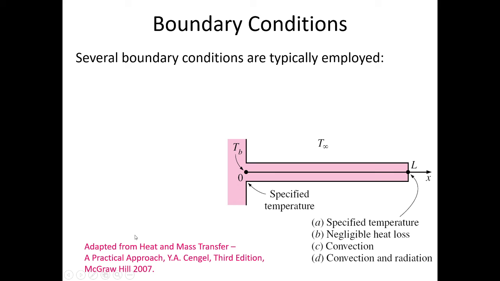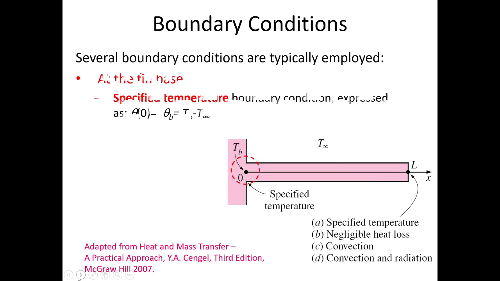So another is boundary conditions. Several boundary conditions are typically employed: specified temperature, negligible heat loss, convection, and radiation. At the fin base, you can see in the diagram, a specified temperature. The specified temperature boundary condition is expressed as theta_b, that is T_b minus T infinity. Here is T_b minus T infinity.